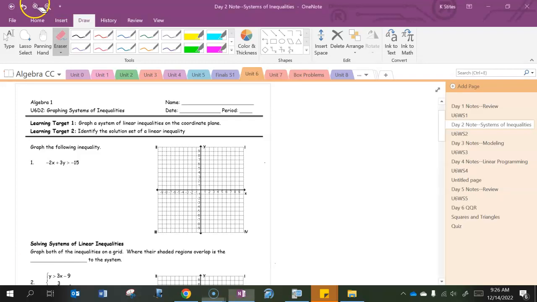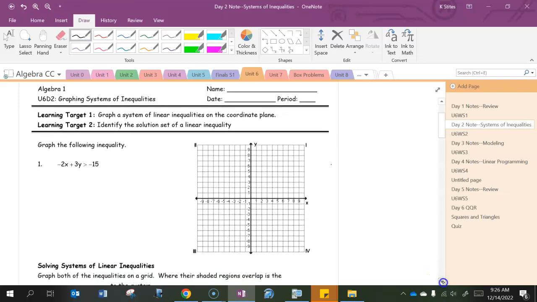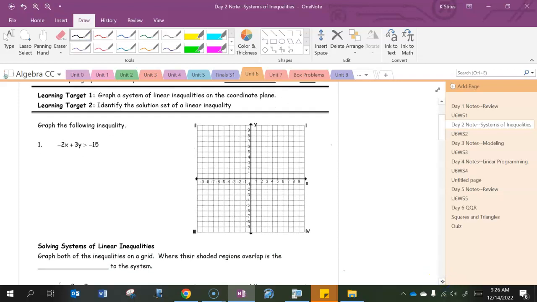Hello, Algebra 1. Today we are going to be doing Unit 6, Day 2, Graphing Systems of Inequalities. So the first thing we're going to do is just a recap of graphing one inequality. Make sure you solve for y first.